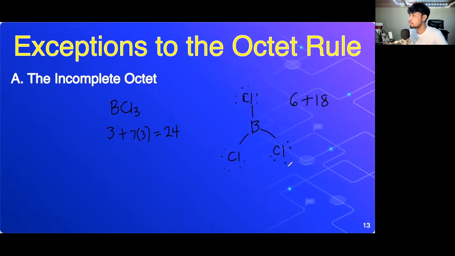Then let us double check if we have satisfied the octet rule for all the atoms in boron trichloride. So we have 2, 4, 6, 8 for this chlorine atom, 2, 4, 6, 8 for this chlorine atom, and another chlorine atom has 2, 4, 6, 8 electrons. For the central atom, we only have 6 electrons because this is an incomplete octet.